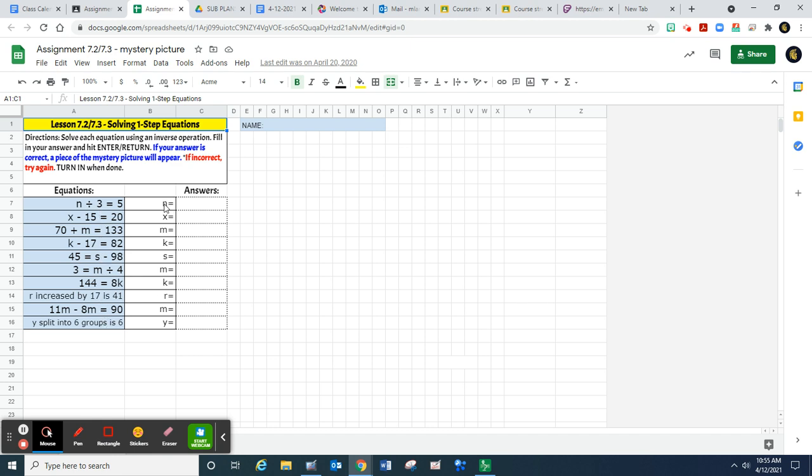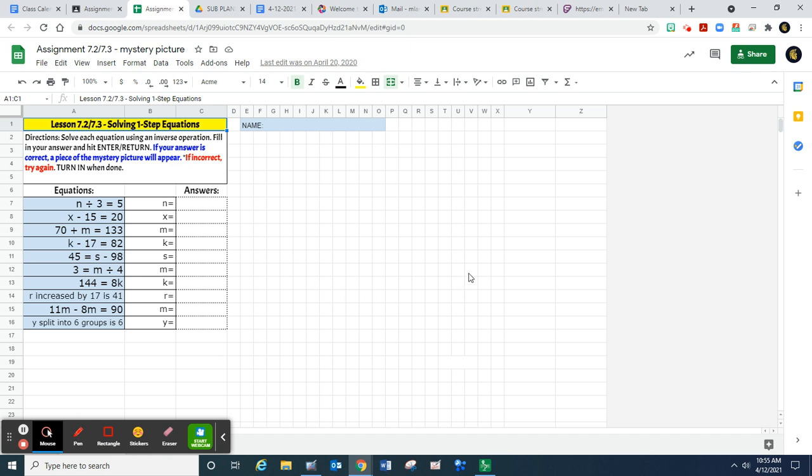Your answers will be letter equals, and your job is to come up with what solution would go into this blank here. If I think the answer is something like 20, I'm just going to type in the 20 digits that make that value. Your answer, if it's correct, part of the mystery picture will appear in this space.